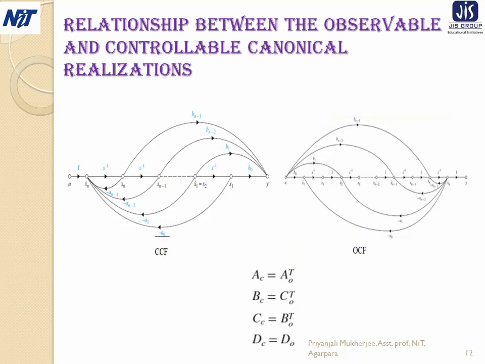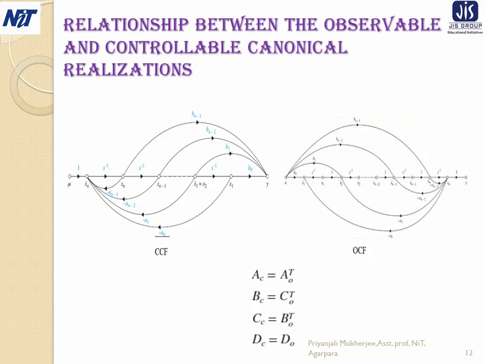So this is the relationship between the observable and controllable canonical form realization. First one is the CCF. Now to draw this CCF diagram, we have to remember that for the controllable canonical form, the variables have been rearranged in the increasing order.